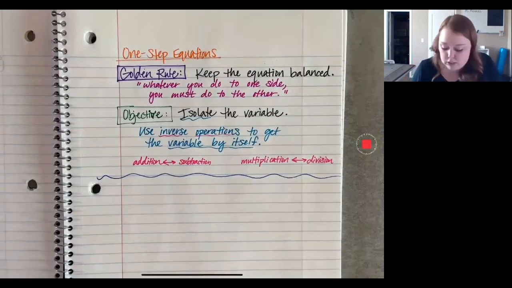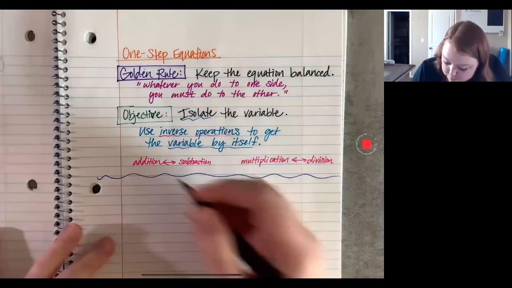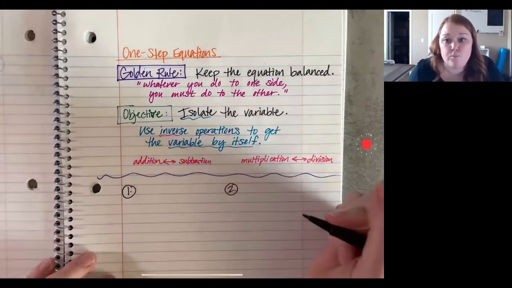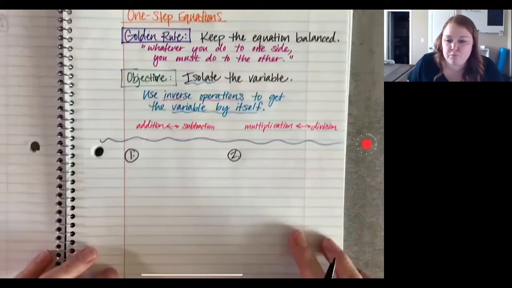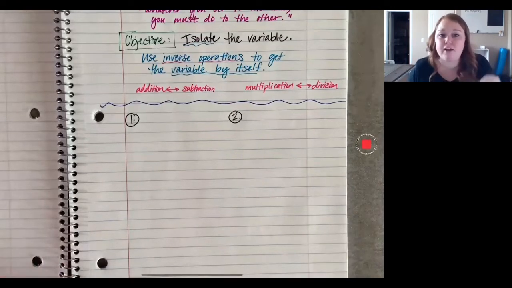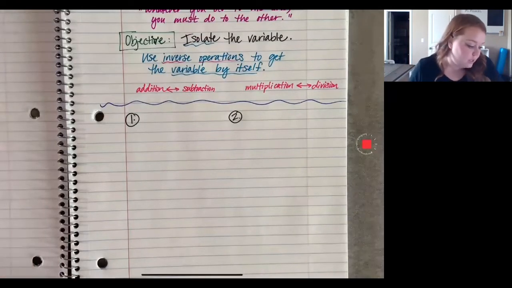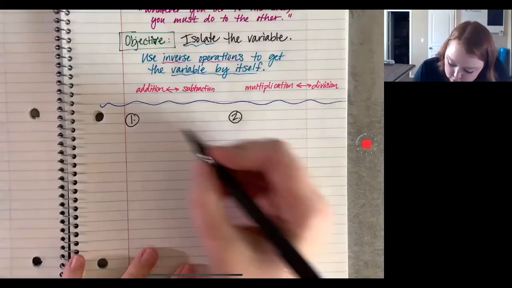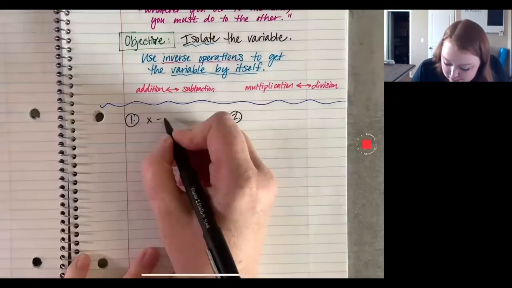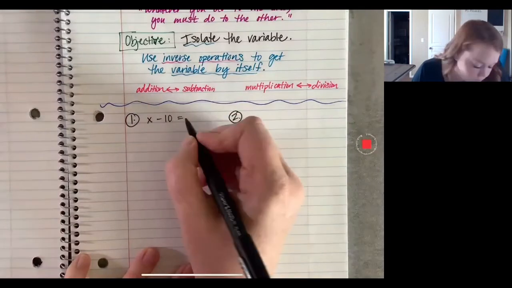So let's get right into this. We are starting easy, I realize that, but it's still good for you to be very clear on what you do and why. The why is the most important part. So let's just start with x minus 10 equals 3.